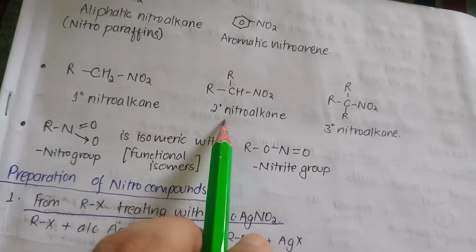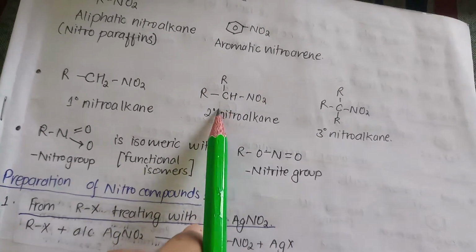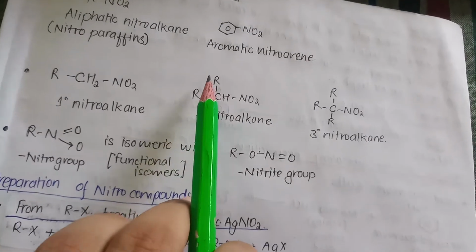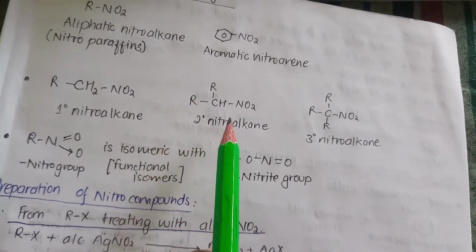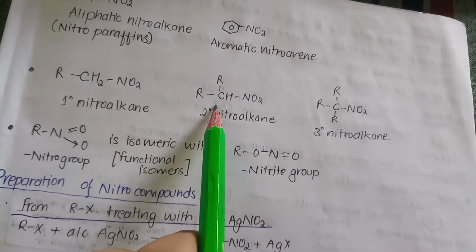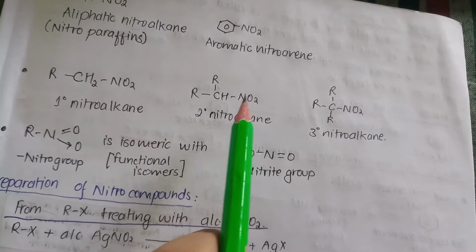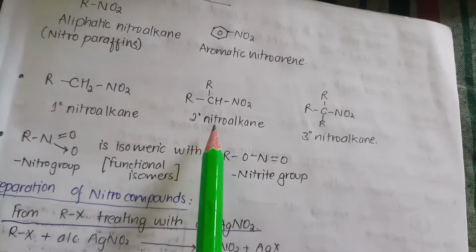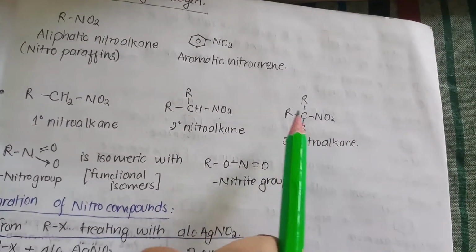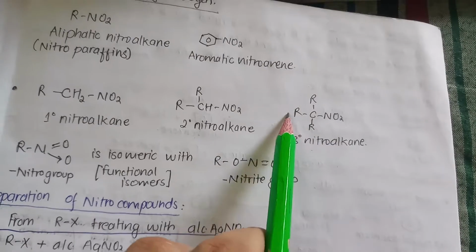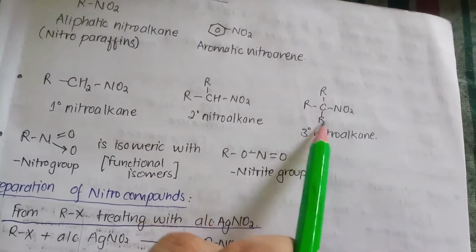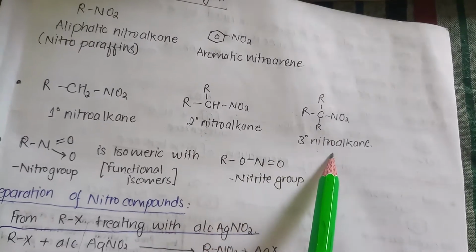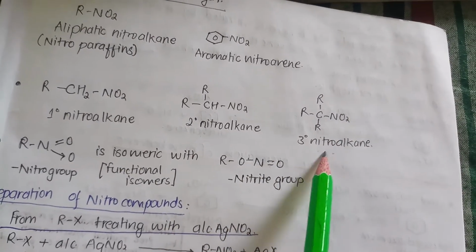And in a 2 degree nitroalkane, this carbon is a secondary carbon because it is attached to two alkyl groups, right? This is one alkyl group and this is the other alkyl group. So if the nitro group is attached to this secondary carbon, then that is said to be a 2 degree nitroalkane. And similarly, a 3 degree nitroalkane has the carbon attached to three alkyl groups, right? So it is a tertiary carbon, and a nitroalkane attached to a tertiary carbon is known as a tertiary nitroalkane or 3 degree nitroalkane.